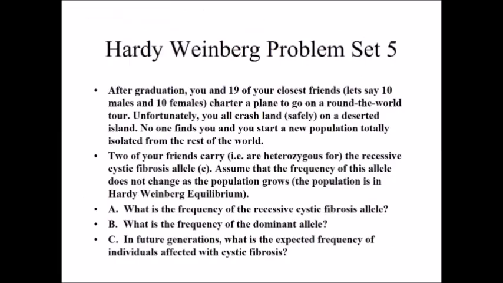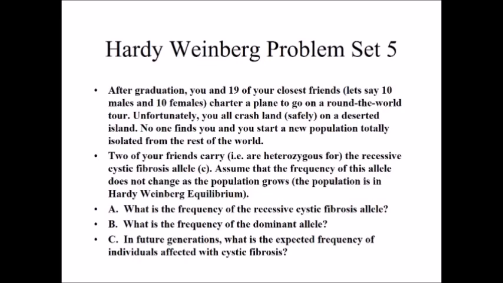All right, we've got two more problems I want us to look at. Problem number 5 also gives us a look at alleles instead of genotypes or phenotypes. It says, after graduation, you and 19 of your closest friends, so 20 total people, 10 males, 10 females, charter a plane to go on a round-the-world tour. Unfortunately, you crash on a deserted island, no one finds you, and you start a new population totally isolated from the rest of the world. So you're stranded there for years. It's like a Gilligan's Island type thing.